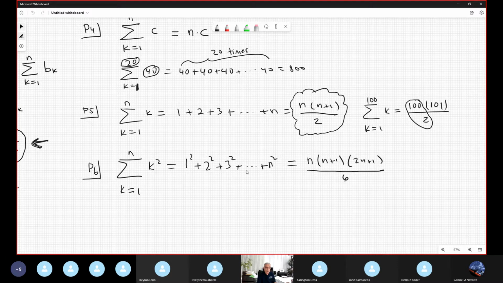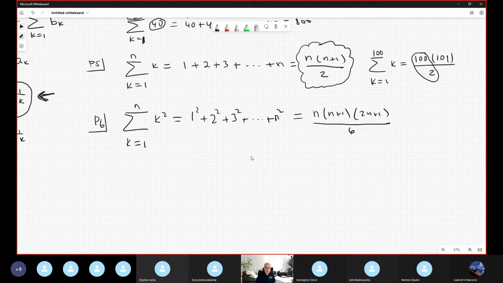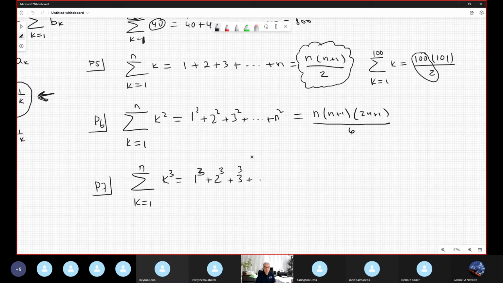This is property number 6, and then property number 7. Any property we use in calculus, like property number 7, is summation from k equal 1 to n of k cubed. It's 1 cubed plus 2 cubed plus 3 cubed plus up to n cubed. And the formula is similar to the first power. It's unbelievable, but it's true. It's n times n plus 1 divided by 2, everything squared. This is the beauty of mathematics.